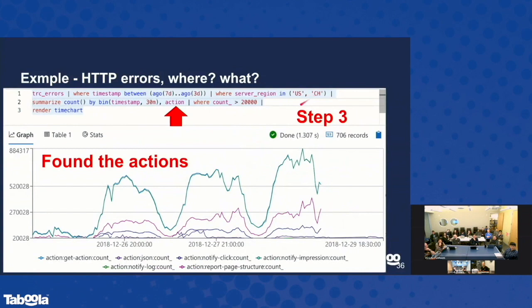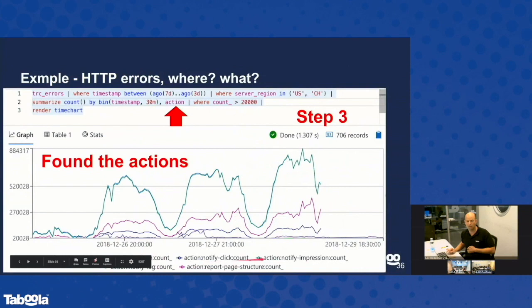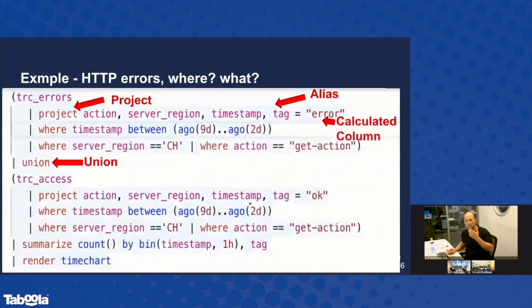And I do see that it's the get action, notify click, notify impression, page structure. These are all page view events. So at this point, I contacted John V and I told him, hey, we have a downtime here. Next, Daniel told me, hey, maybe it's because of high traffic. We're not sure. Let's add some machines. So what I did this.